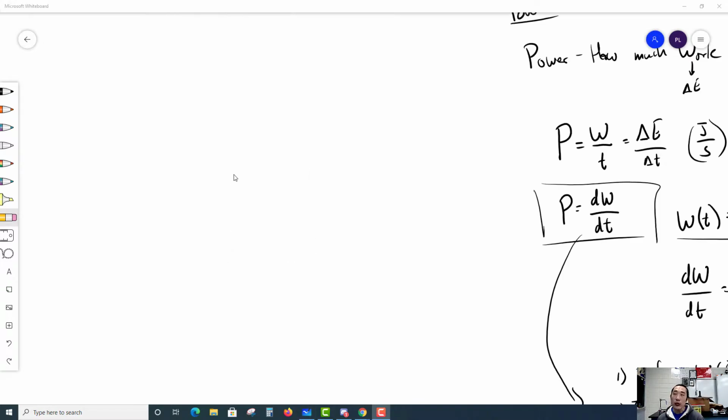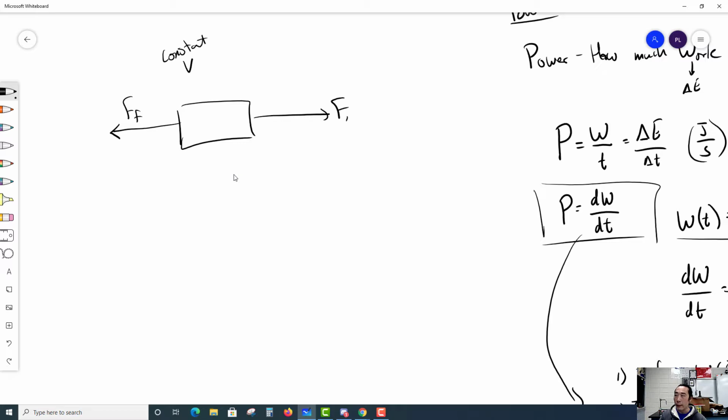The last form of power that I can give you is a very specific and unique case. Let's say we have an object that is being pulled to the right with a force we call F1, and there's a resistive force backwards, the force of friction. In this case, the object has a constant velocity and is moving along the x-axis. There are two requirements here: the force and the velocity are parallel to each other. That's one of the big requirements for this problem.